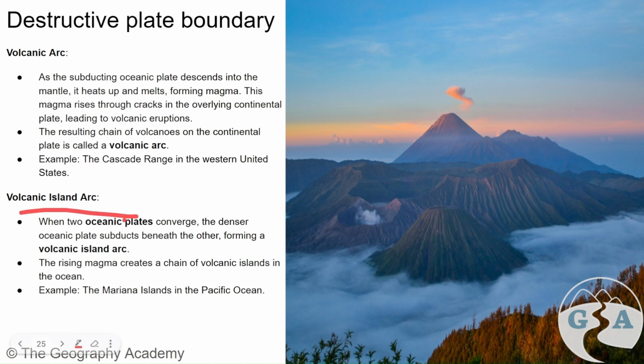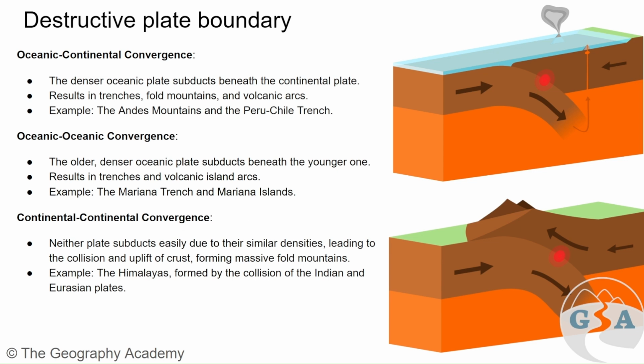If it happens with two oceanic plates, it can form a volcanic island arc as well. They're found in the Pacific Ocean quite a lot around the Ring of Fire. So we have a lot of convergent plate boundaries. We've got the oceanic and continental. We have the oceanic and oceanic. So here we see those islands appearing, volcanic island arcs.